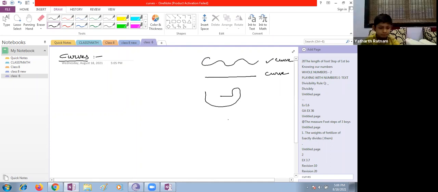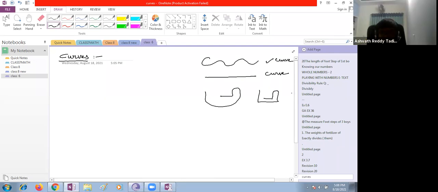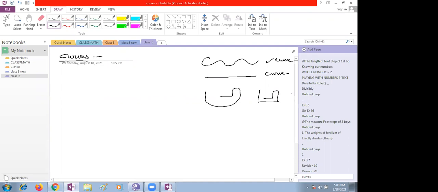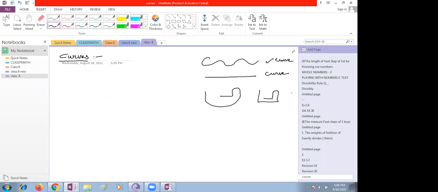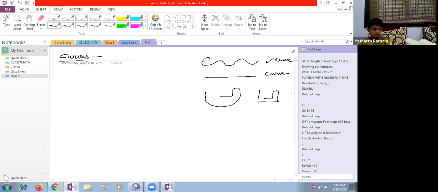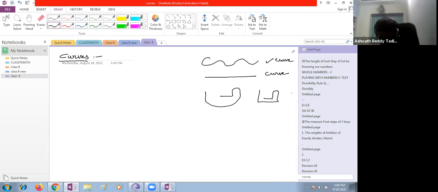Yes, ma'am. Is it a curve? No, ma'am, it's not a curve. It has sharp ends. Yes, it is a curve. Ma'am, but it has sharp ends, right? No, it's not like that. In mathematics, a curve can be either straight or curved. Yes, ma'am. So, what is a simple closed curve?